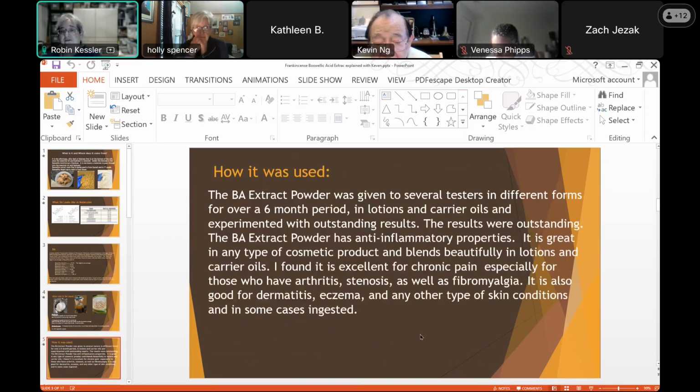The BA powder was given to several testers in different forms over a 6-month period. These tests were done for the first time on humans. Most of the tests that have been done have been in vitro. The problem is we have no long-term studies. Since it was only done 6 months ago, we're still testing and people are still giving me results back so I can see if certain things go away or come back.